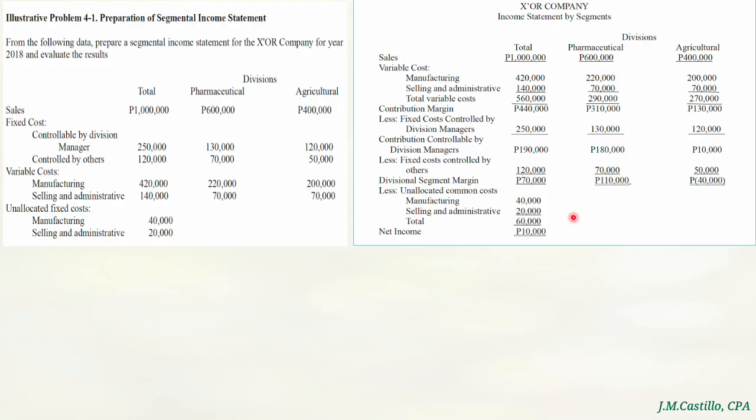Kaya, the other thing that we have to consider, kung ang magiging tanong sa'yo is, are you going to retain the agricultural division or not? On the financial aspect, definitely, you'll decide not to retain the agricultural division anymore. I hope we're getting the point. Why is it important na nagkakaroon ng segmental income statement or segment reporting, no?